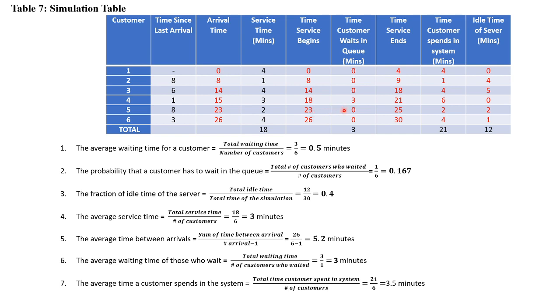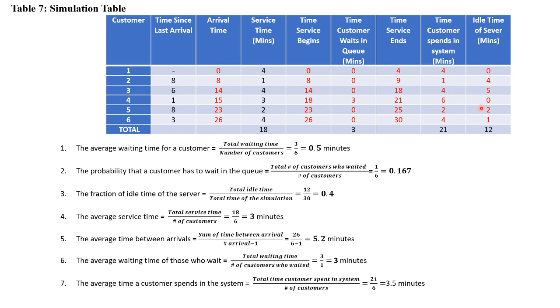Then the time the customer waits in the line is 0. He doesn't have to wait in the queue, because when he came in, the server was free. Then the time service ends is going to be 23 plus 2, which is 25. Then we have the time the customer spends in the system, which is 2 minutes. He did not wait, and the server took 2 minutes to serve the customer.